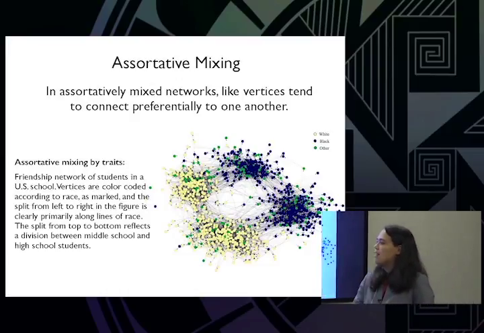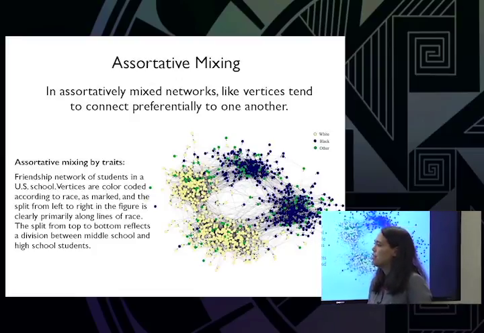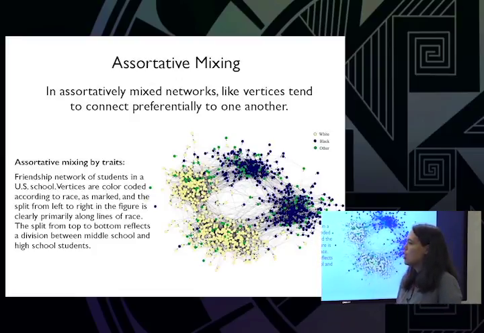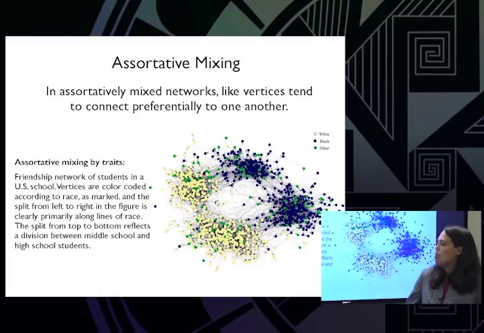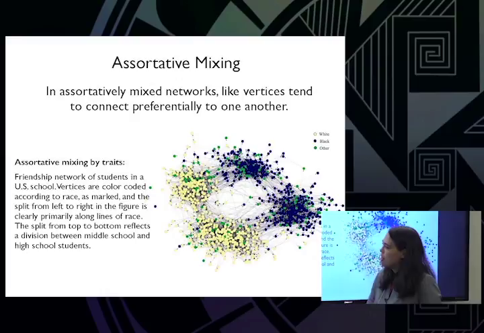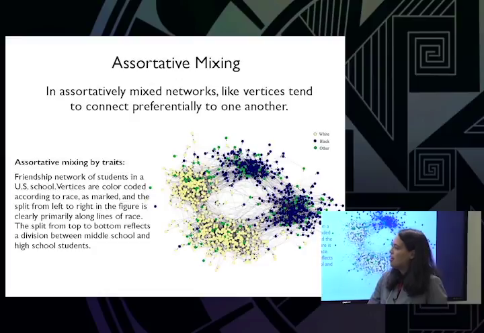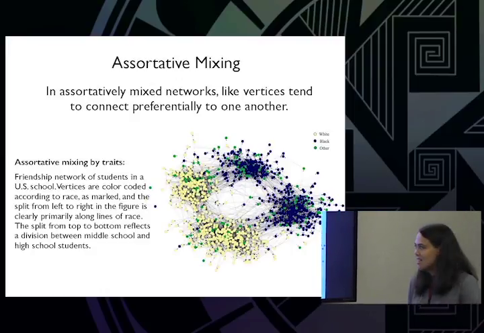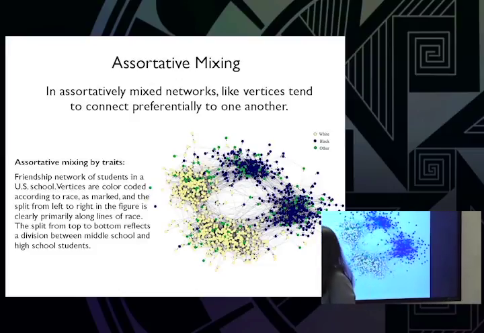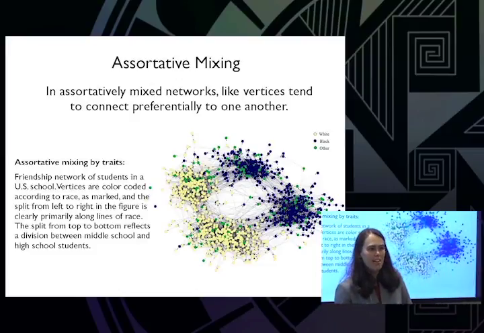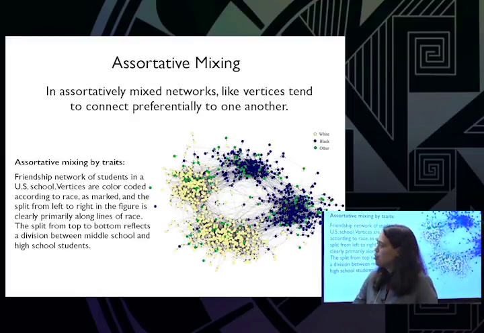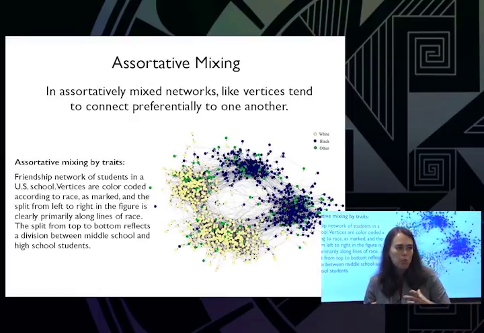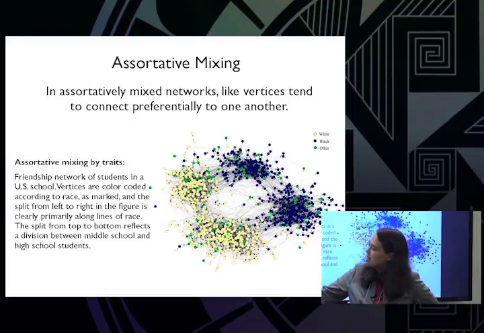So here's an example. This is a friendship network of students in a US school, and these nodes are color-coded according to race. So you see that there are a lot more connections between white students, and there are a lot of connections from black students to other black students, and the connections between white and black students are relatively less dense. This is actually drawn with a layout algorithm, a not so sophisticated layout algorithm that basically tries to draw groups of nodes together if there's a lot of connections between them. So you see that there's actually 4 groups here.